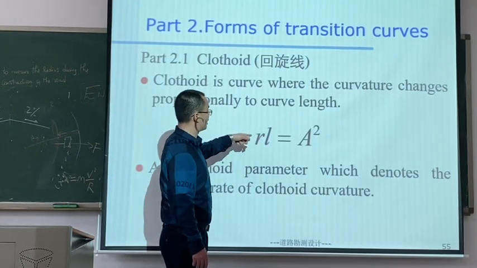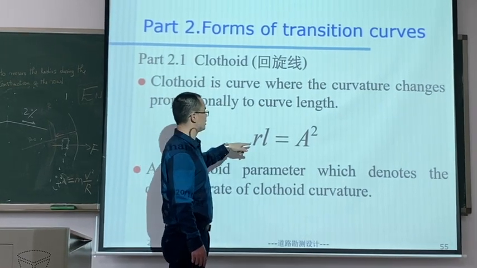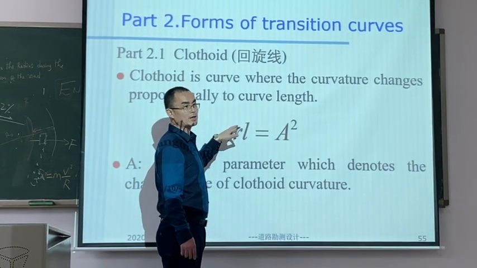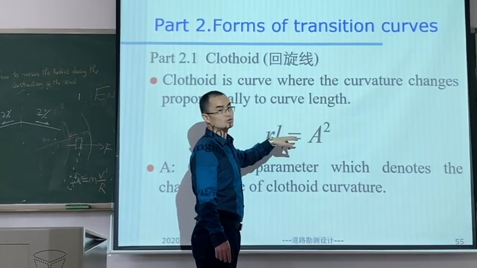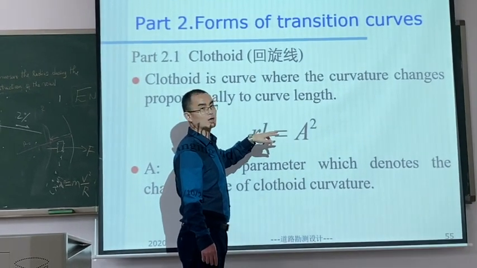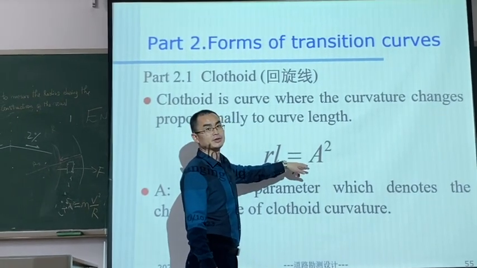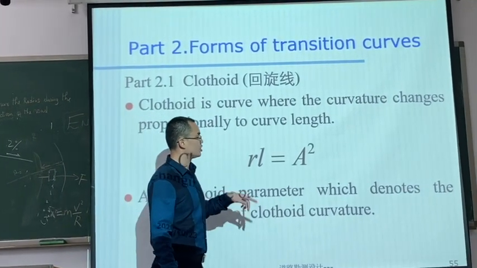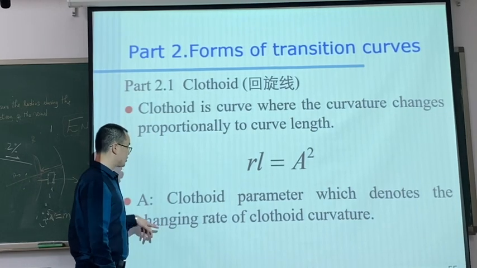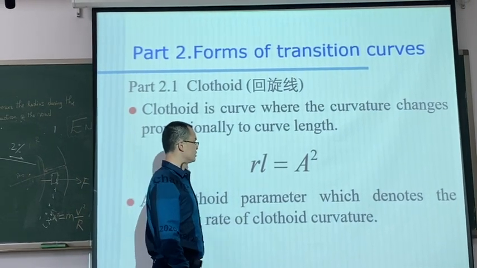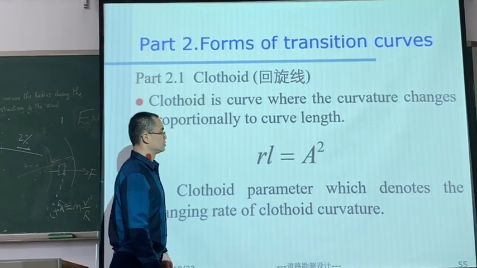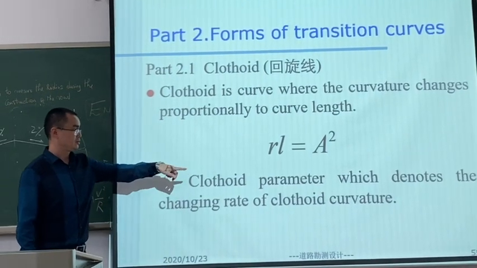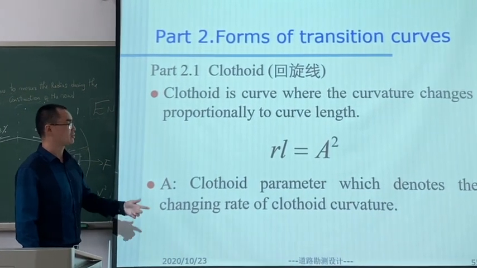The formula of clothoid is radius R multiply curve length L is equal to the square of A. A is the clothoid parameter, which denotes the changing rate of clothoid curvature.